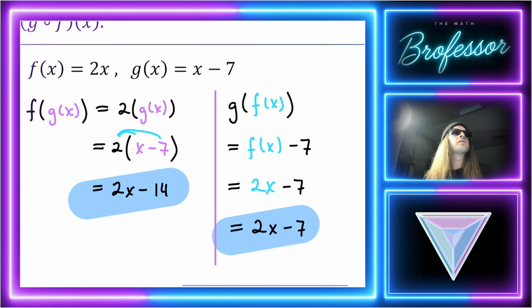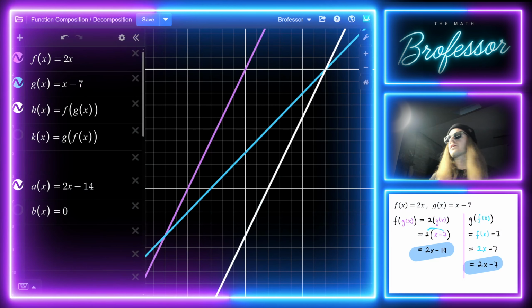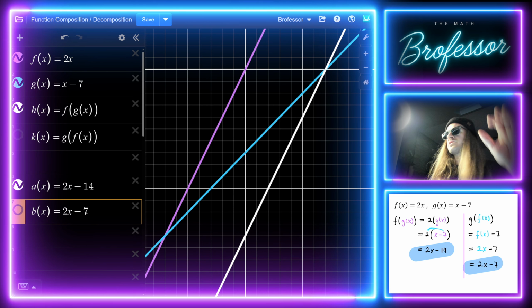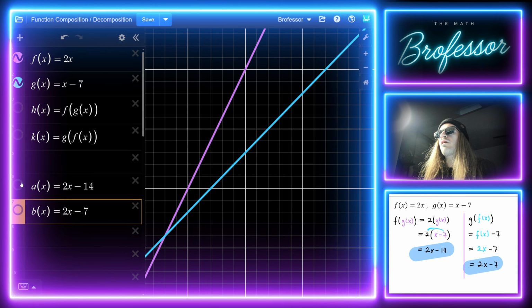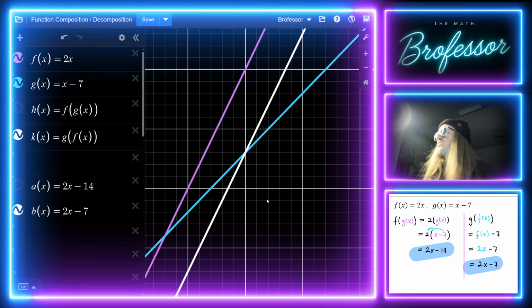All right, good. Let's square that up, and let's go check this. So 2x minus 7 should be our other composition, 2x minus 7. Let's turn these off. Okay, here is the accurate composition, g of f of x, that's the white graph, and let's see if b is the same. Boom, and sure enough, we get matching graphs. So yes, our compositions are working. Good.